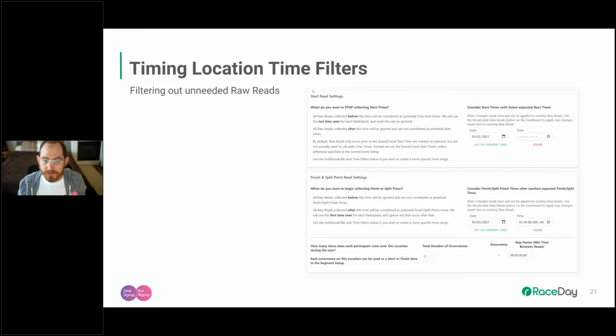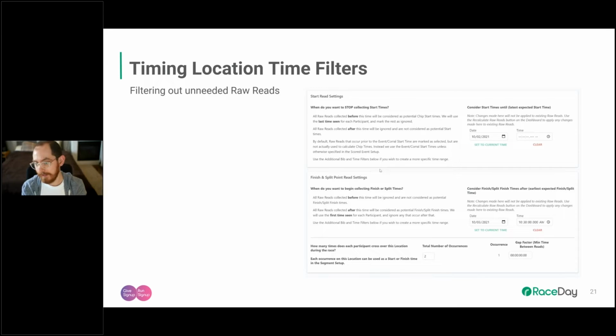In RaceDay scoring, you'll see these boxes here that talk about the different time filters when you're setting up a location. In this example, I have a common start finish location, and you'll see at the top, when do I want to stop collecting start times? All raw reads collected before this time are going to be considered as a potential chip start time. We're going to use the last time seen for each participant and mark the rest as ignored. All raw reads collected after this time will be ignored and not considered as potential start times. So basically, we're going to say here that this is my cutoff for starts.